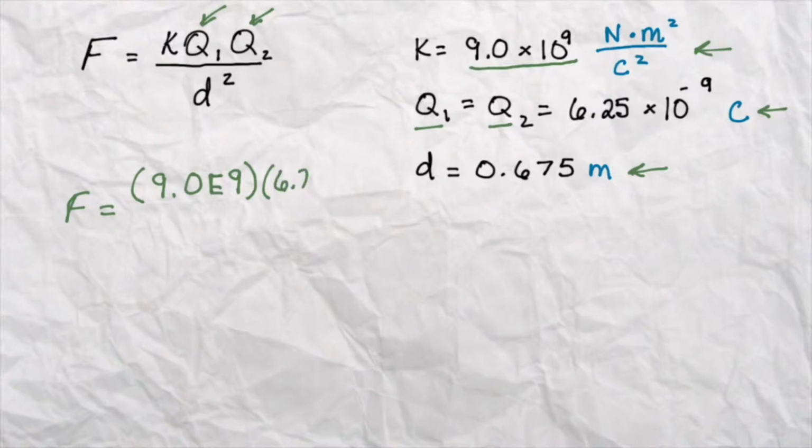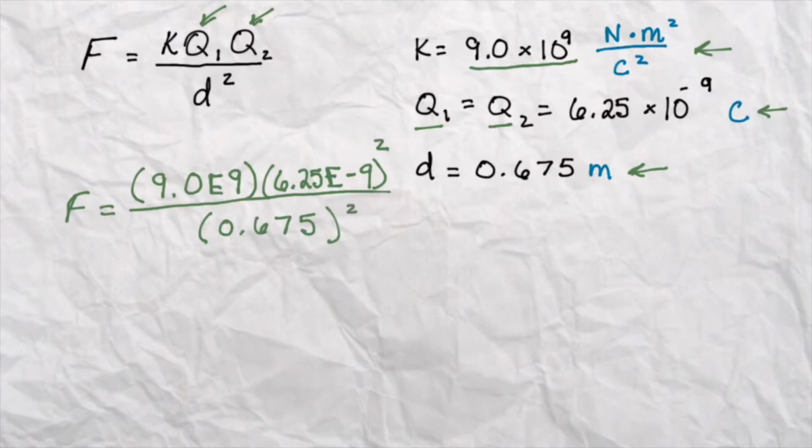If the Q1 and Q2 are the same, this allows us to make another little shortcut, again using the E notation. But instead of writing Q1 times Q2, I'm just going to put a 6.25 times 10 to the negative 9th and square it, which means to take it times itself. All over, and again in parentheses, our distance, 0.675 quantity squared. So there is the setup for this problem. Let's go ahead and move now to the calculator so we can see exactly how we want to type this in so we can get the correct answer for this force.